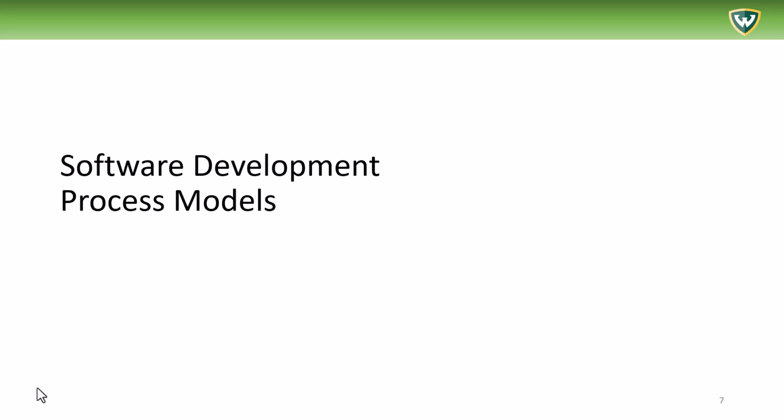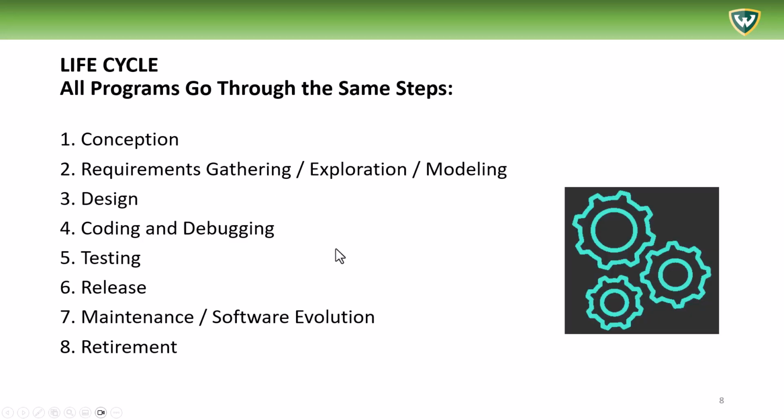Software development process models. Here we're going to be talking about various kinds of software development processes, but let's note that all of them have a general kind of life cycle. All program developments go through the same steps. It's just a matter of how we go through the steps and their different approaches, and that's what we're going to be discussing here.